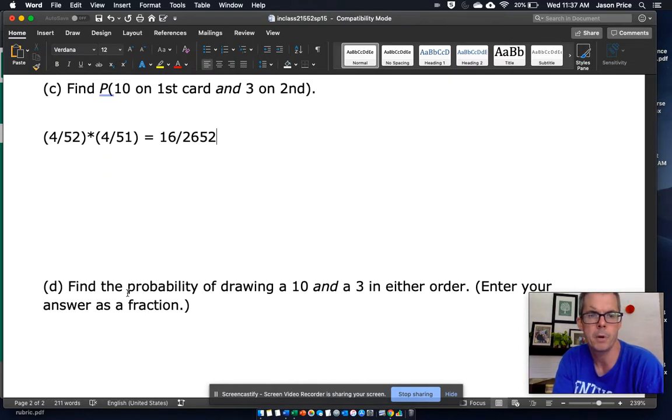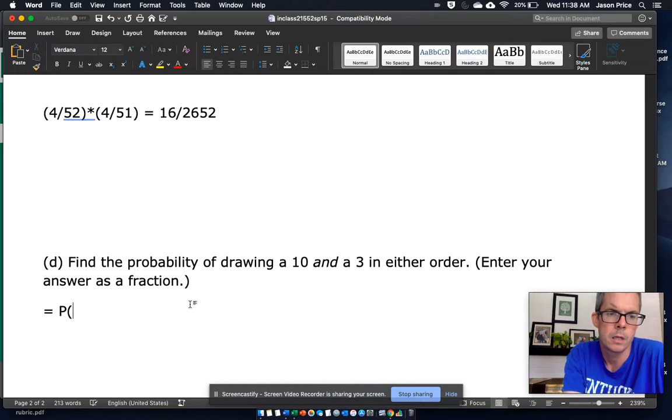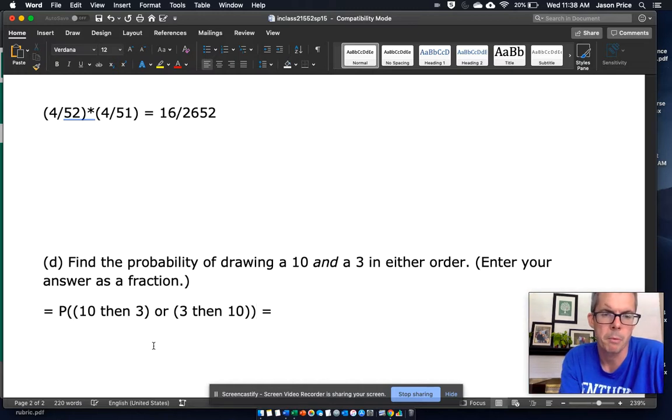All right, and then in part D, find the probability of drawing a 10 and a 3 in either order. So the in either order is kind of saying, what's the probability of pulling a 10, then a 3, I'm going to use multiple parentheses here, or a 3, then a 10. And I can just add these probabilities. So it's going to be basically my answer from part B plus my part C answer.